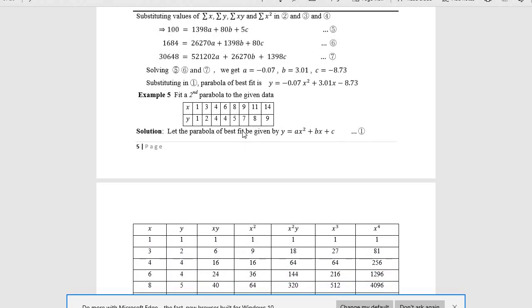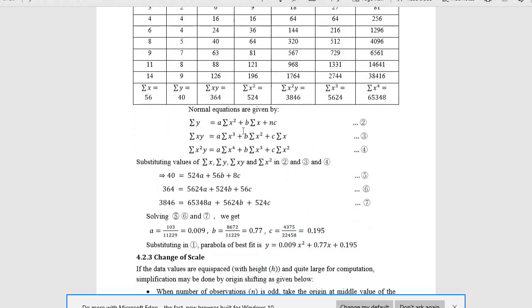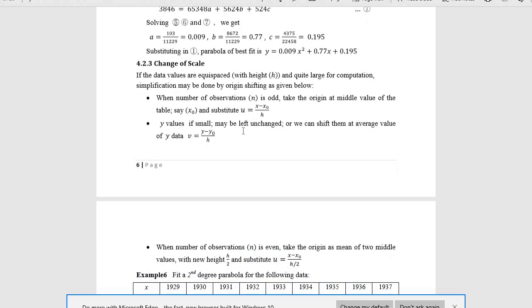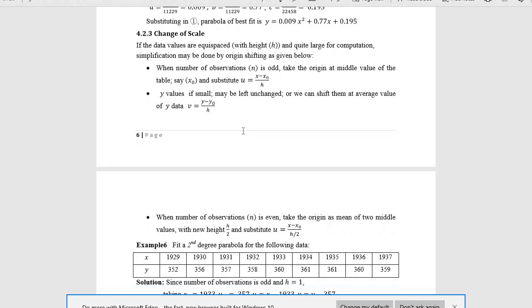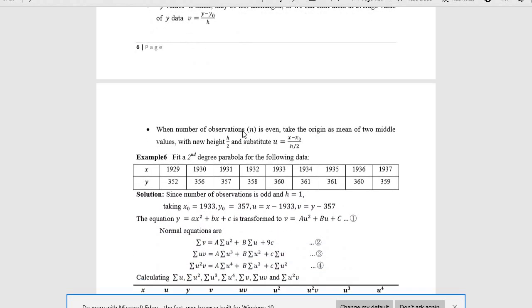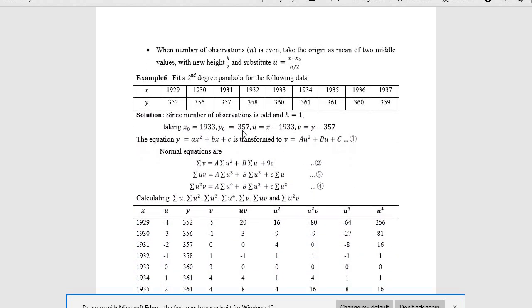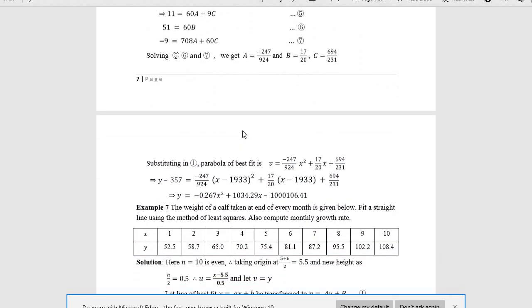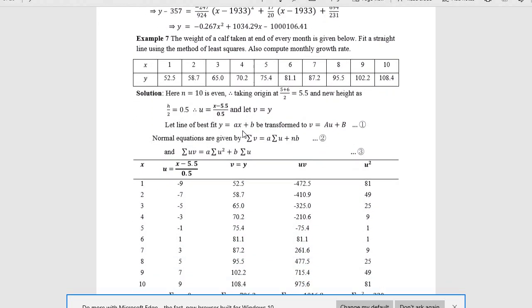Similarly, for parabola, one more example is also there. The same guidelines. Change of scale, you don't worry about change of scale. If you are interested, you can go through it. Otherwise, you follow the method we are discussing. It is not actually required according to our syllabus. Just follow that method.